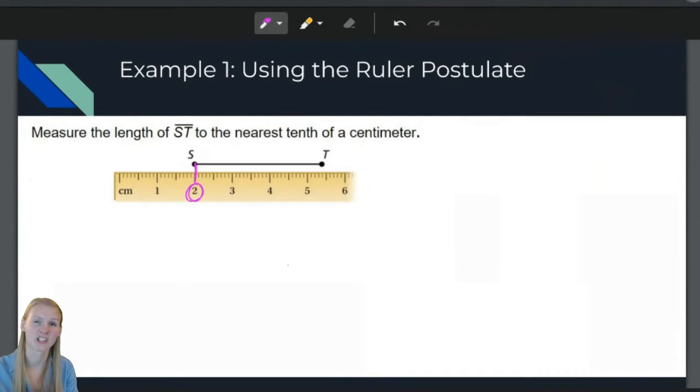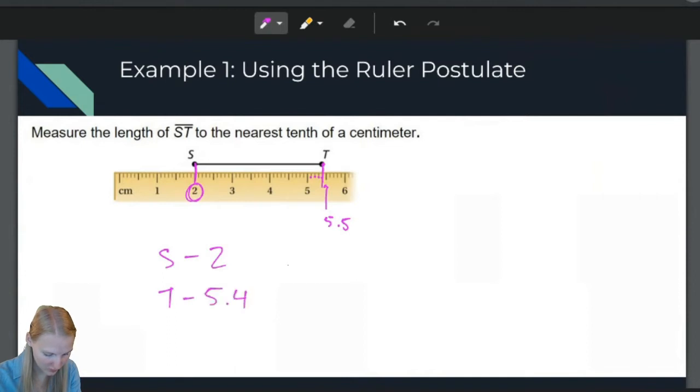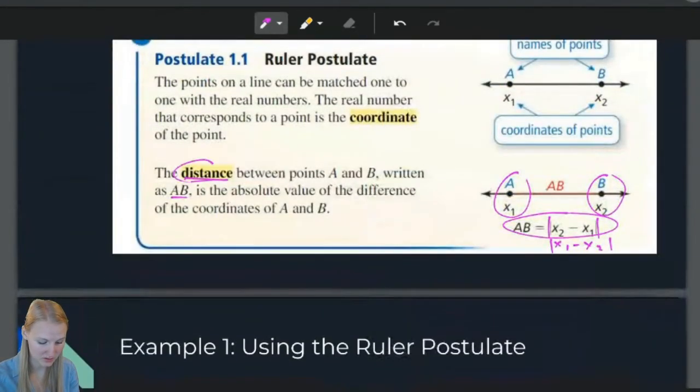Now, what coordinate is T at? Let's see, T is right above this tick mark right here. And let's see, that's 5.5, right? That's 5.5, and 1/2 is 0.5. So this is 5.1, 2, 3, 4. Okay, so S is at 2, and T is at 5.4. And centimeters, of course. So we know that the distance between 2 points is the absolute value of their difference.